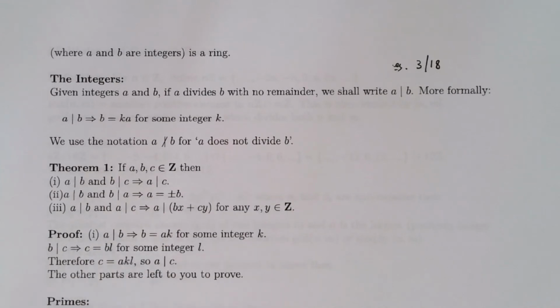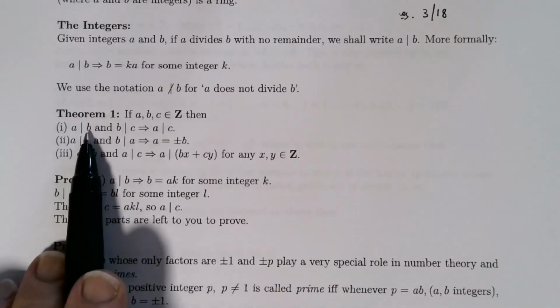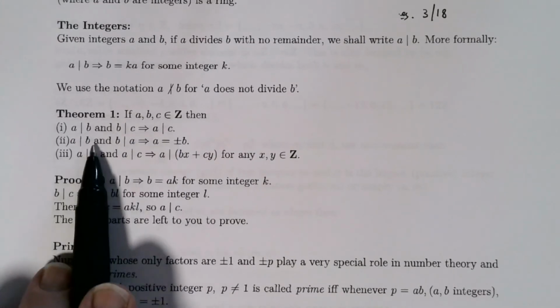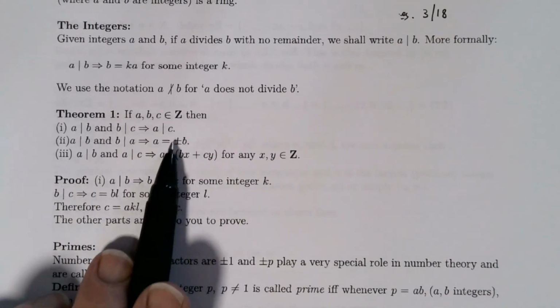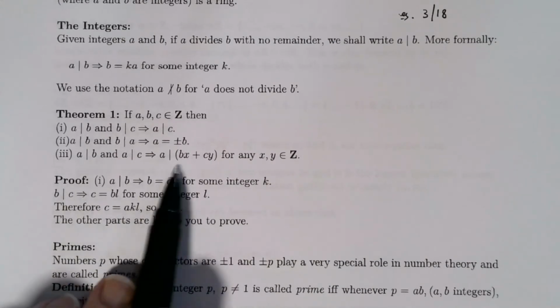A couple of basic little facts about this. If A divides B and B divides C, then A divides C. If A divides B and B divides A, then A and B are the same up to a sign. It's plus or minus B. And this one here is actually quite useful.